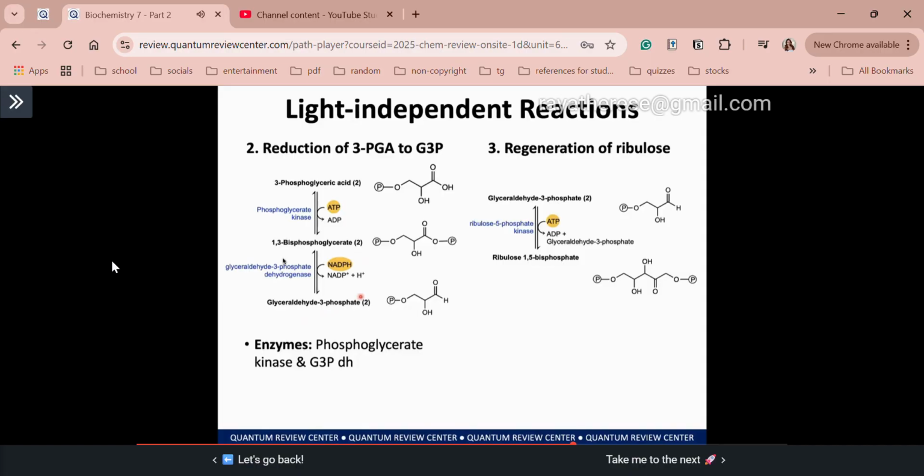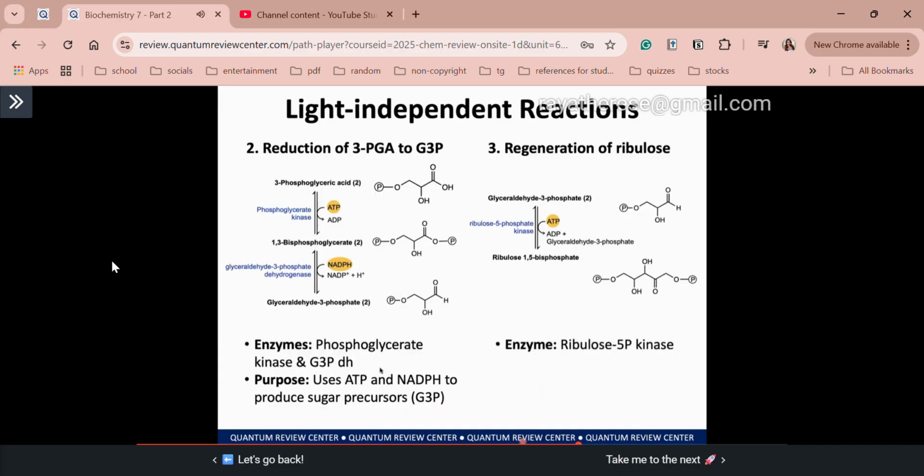Class, similar with your glycolytic pathway and any other pathways, no need to memorize the structure, okay? So please just recall the name of the substrates, your enzymes, and the regulated enzyme specifically. Again, class, the purpose of this is to use ATP and NADPH, we have a production of sugar precursors in the form of G3P. And lastly, of course, your regeneration step is needed to continue our cycle, the cycle of your carbon fixation.